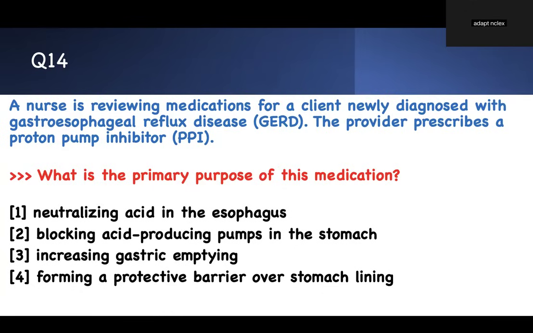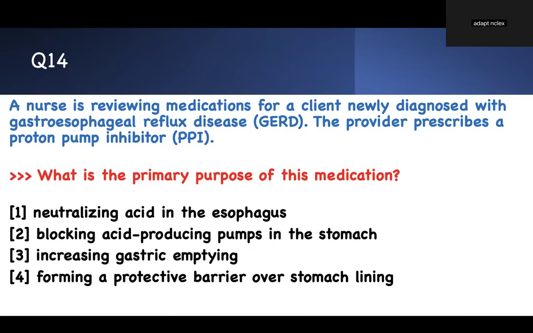Look at the answer choices. Neutralizes acid in the esophagus. Blocking acid-producing pump in the stomach. Increasing gastric emptying. Forming a protective barrier over stomach lining. When you finish reading, you say, oh, these are descriptive answer choices. And the question says, prescribed what? PPI, proton pump inhibitor. If I'm picking an answer choice, I'm going for something that has proton, pump, and inhibitor.